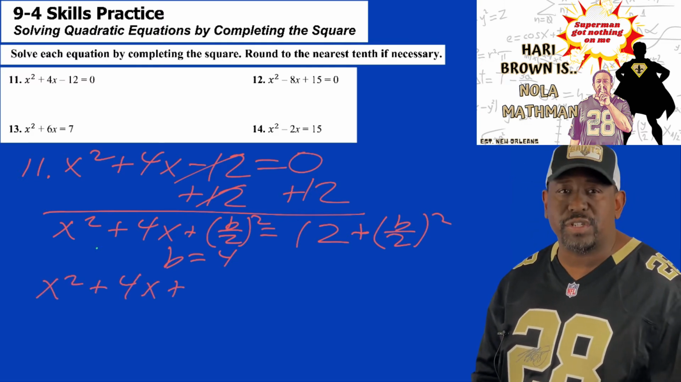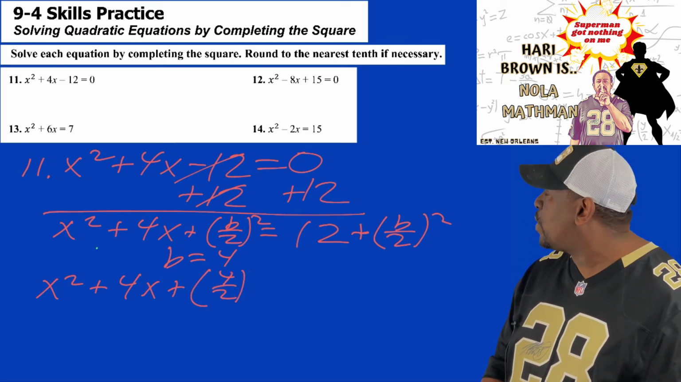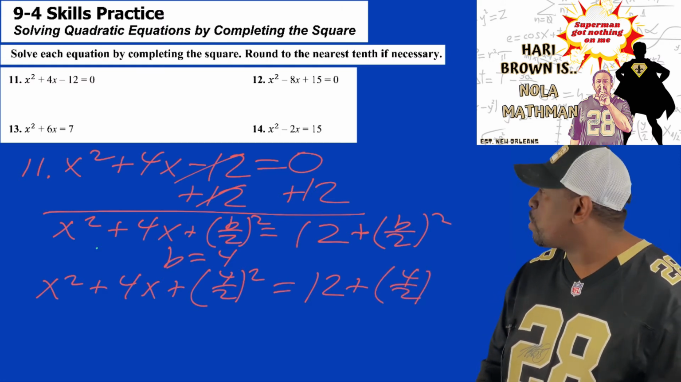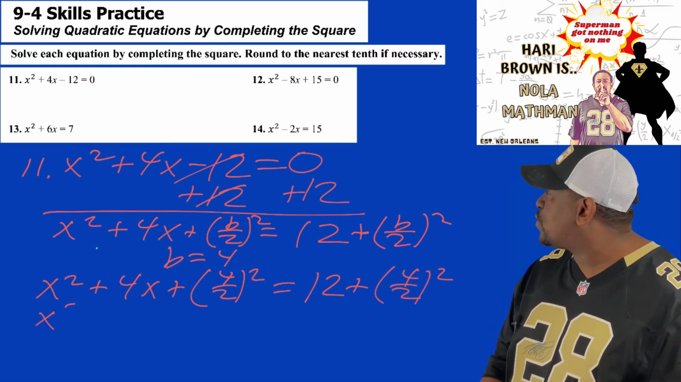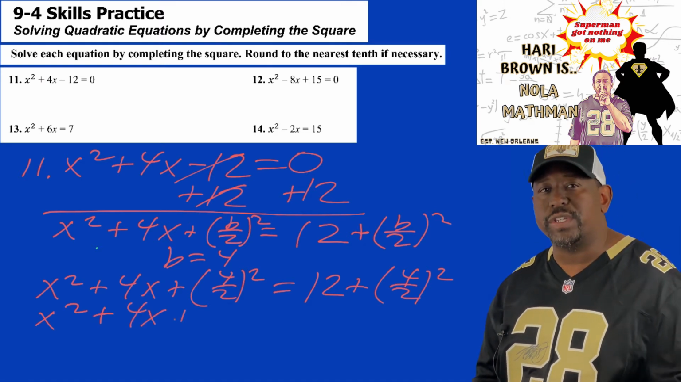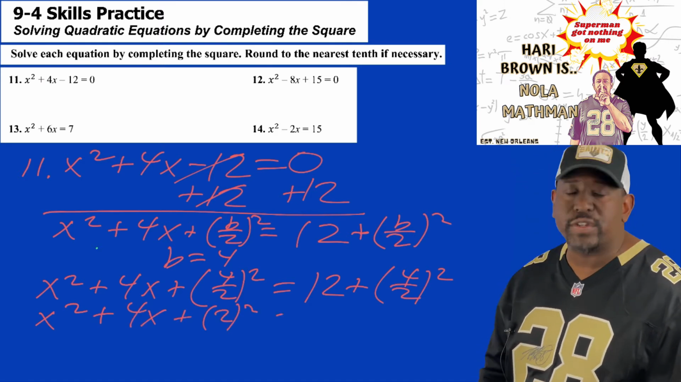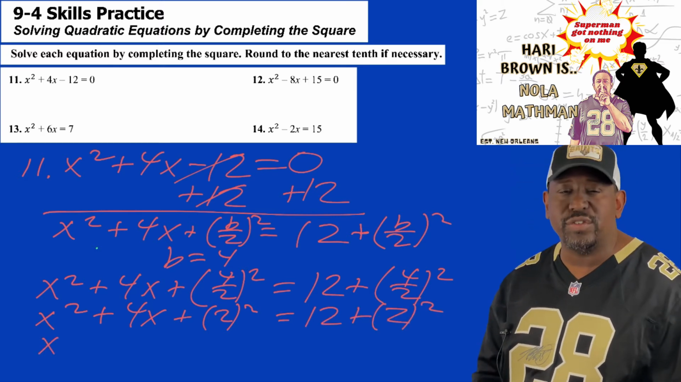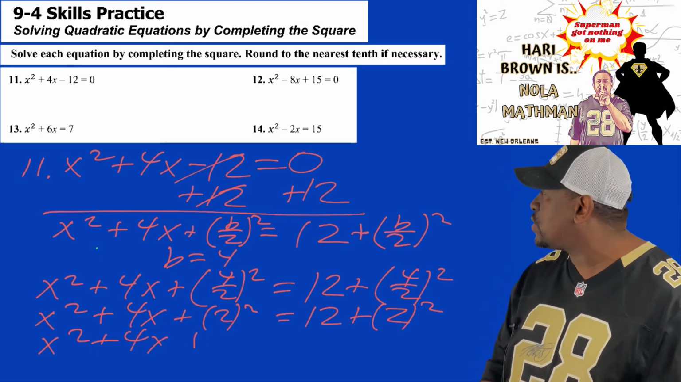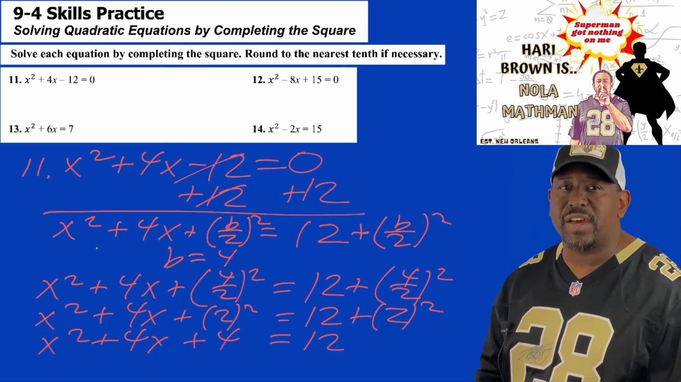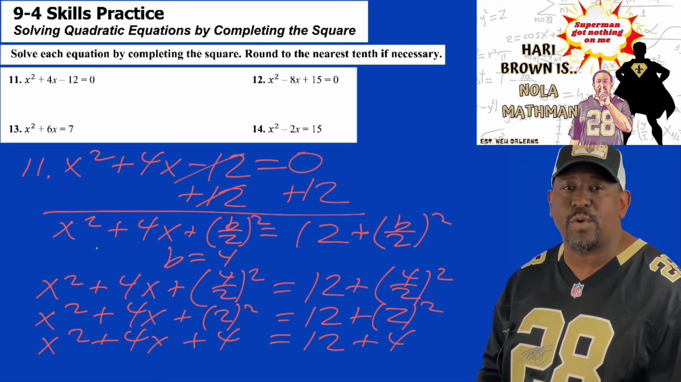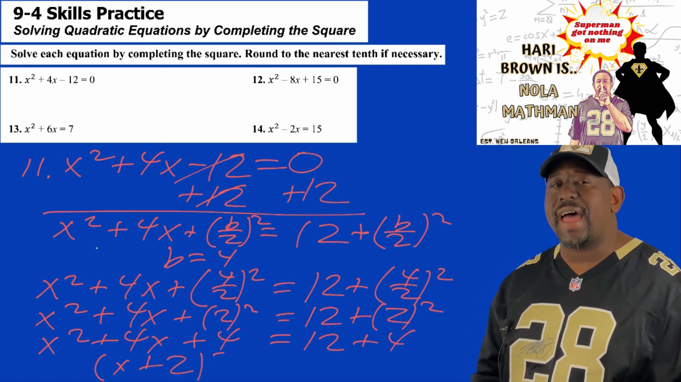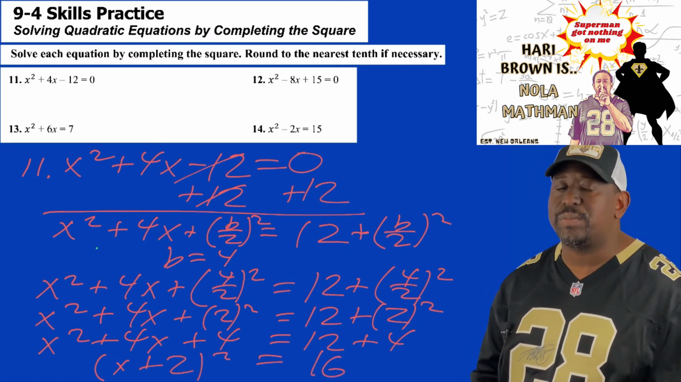We pull out b, which is 4, and we substitute it into both sides for b. And so on the left side, we have 4 over 2 squared. And on the right side, added to 12, we have 4 over 2 squared. Now, once we do this, we can simplify. 4 over 2 is 2. 2 squared is going to give us 4. And again, you're doing the same calculations on both sides of the equal sign. So by the time you simplify, you'll be left with x squared plus 4x plus 4 is equal to 12 plus 4.